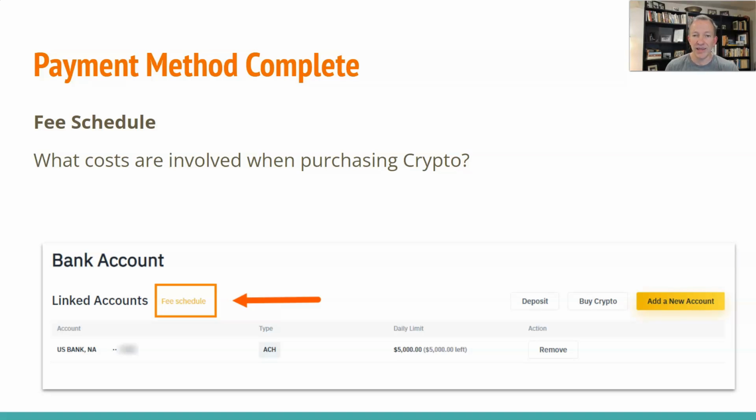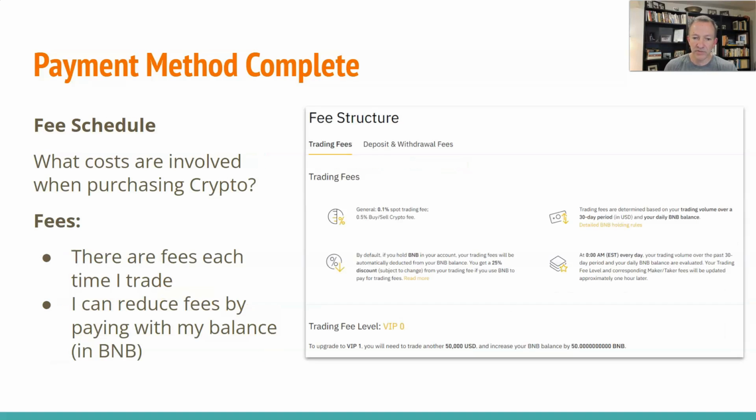I just want to get an idea of what is involved in that. So first of all, you can see that they have a pretty detailed breakdown and you can read into it a little bit more. A couple of things stand out to me. They've got a general spot trading fee. And also when you pay for these fees, if you read this part closely, if you hold BNB in your account, you can get a reduction in what the fees actually are.